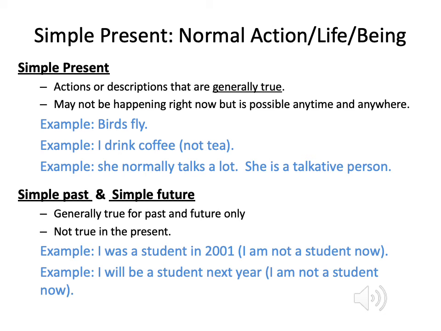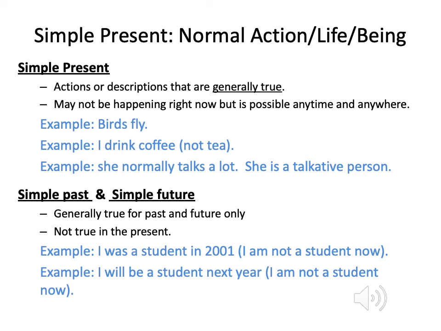And here is an explanation with some examples of the simple present and how it is used to describe normal life or actions or the way that we are being. Simple present is used for actions or descriptions that are generally true. They may not be happening right now, but it is possible anytime or anywhere. For example, birds fly. I drink coffee and not tea. She normally talks a lot. She is a talkative person.